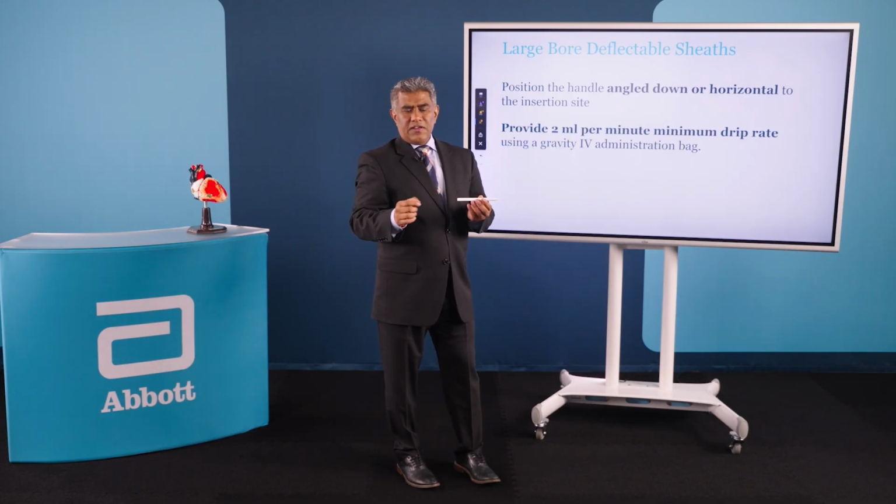And most importantly, you need to know what the recommended drip rate for these large sheaths are. For the Agilis 13 French sheath, we are recommending to provide 2 mL per minute minimum drip rate using either a gravity IV administration bag or just a pressured pump.